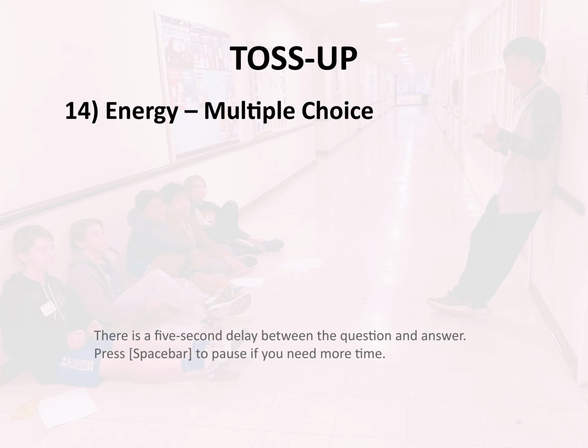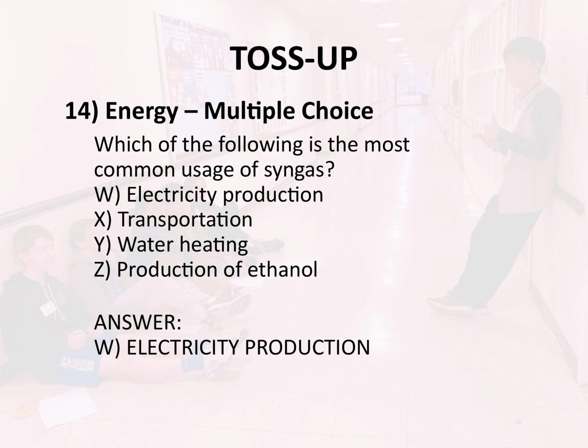Toss-up 14. Energy, multiple choice. Which of the following is the most common usage of syngas? W. Electricity production. X. Transportation. Y. Water heating. Z. Production of ethanol. Answer. W. Electricity production.